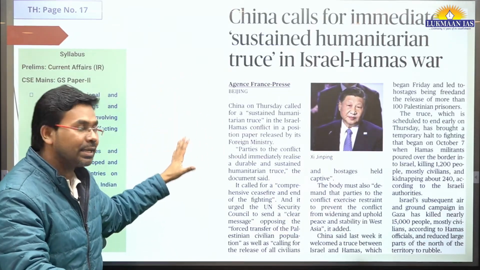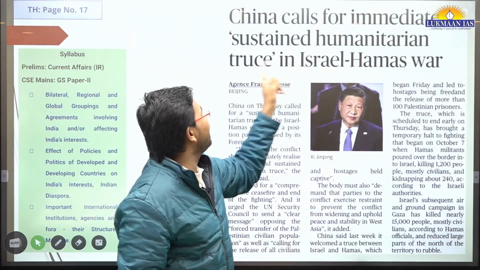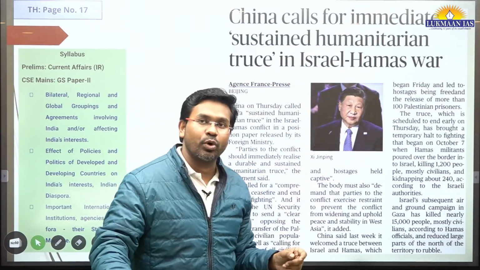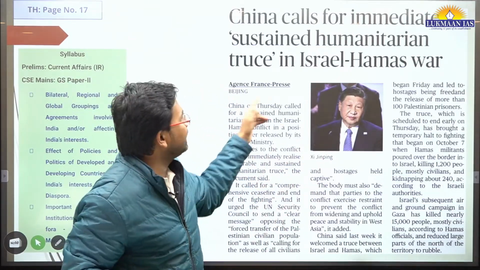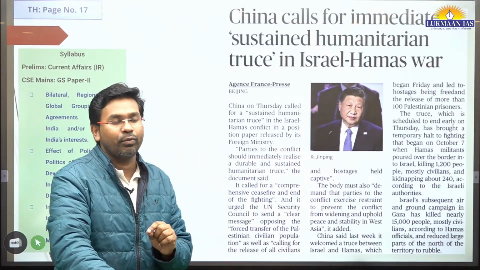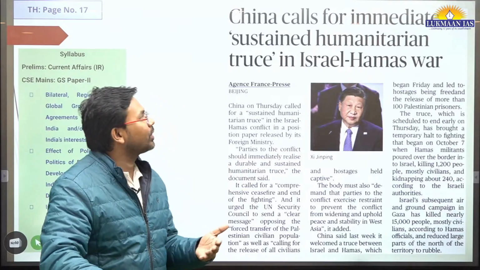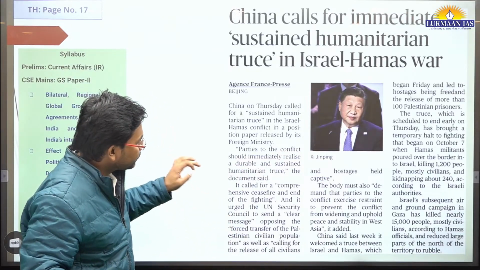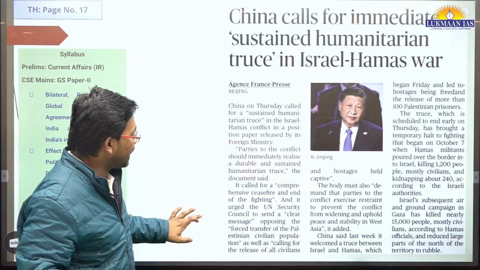So this is another article. It says China calls for an immediate, sustained humanitarian truce in the Israel-Hamas war. China has said that there should be peace in the Israel-Hamas region. There should be a ceasefire over there, and it should be immediate and sustained. We have discussed this in detail in the beginning of today's session.